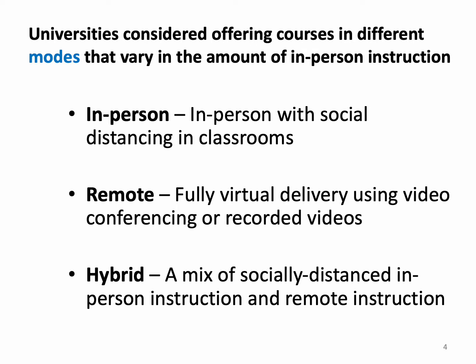What the universities can do is that they can offer courses in different modes that vary in the amount of in-person instruction to adapt to this sudden space scarcity. Classes can be delivered in person, but with social distancing, remotely, or hybrid, which would be a mix of those two modalities, and perhaps ensuring that students need to attend a class in person, socially distanced at least once a week, for example.